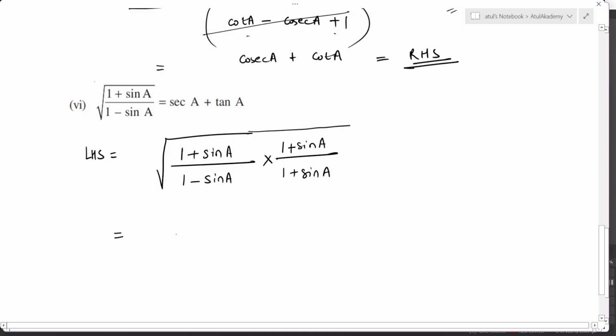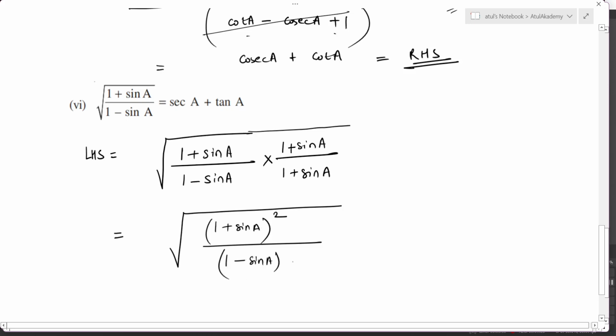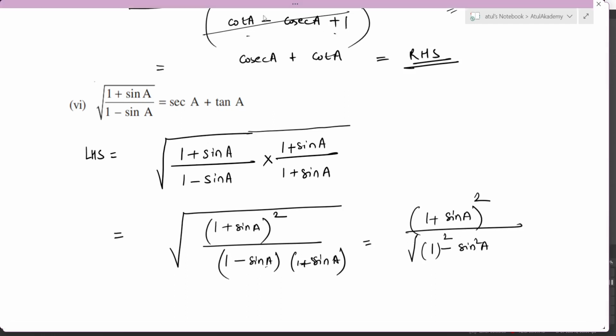So this will change to now 1 plus sin A into 1 plus sin A, which is 1 plus sin A whole square, and 1 minus sin A into 1 plus sin A. So this is again an identity. What is that identity? I can use A plus B, A minus B. So that will become A square minus B square. A is 1, so that root is on the whole term.